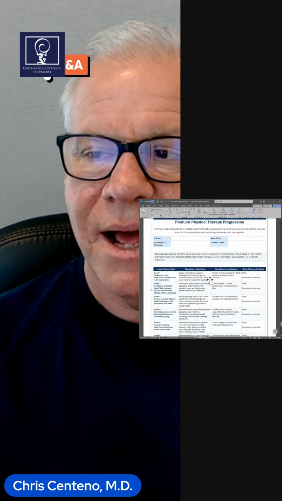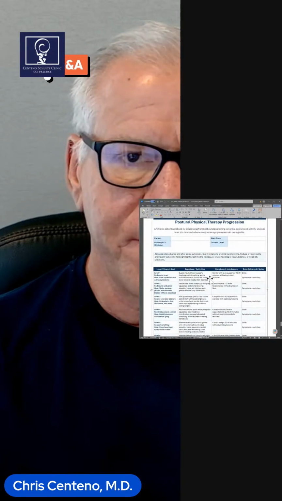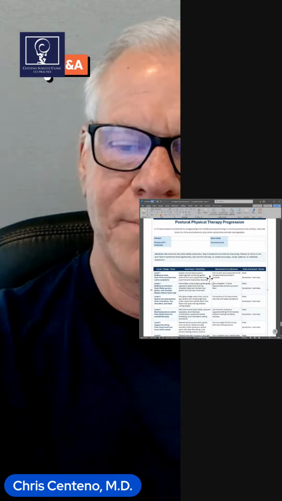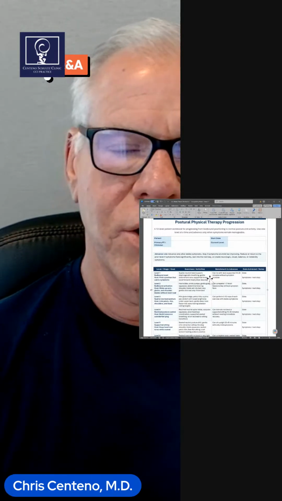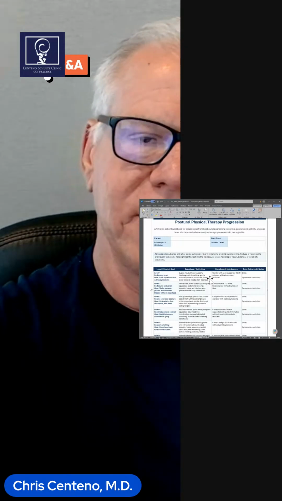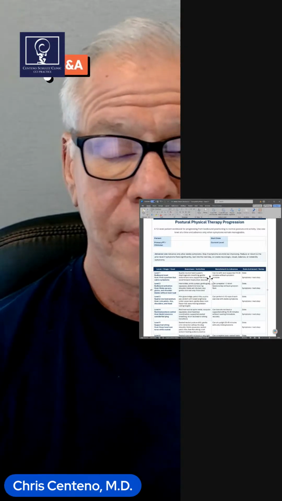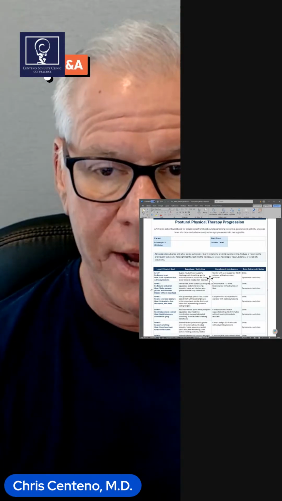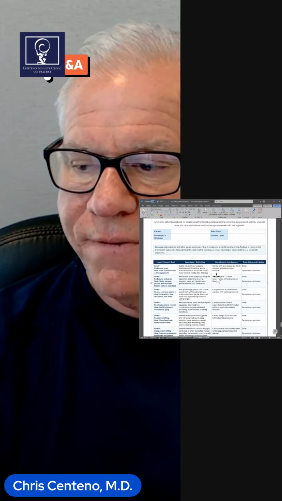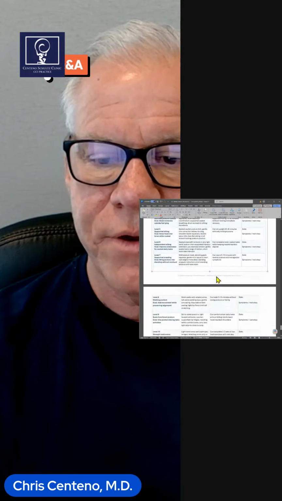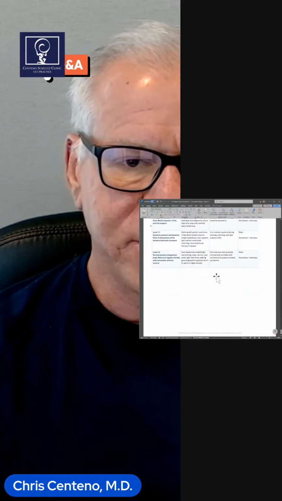And then goes through postural physical therapy progression. Obviously, if you're working with Todd Ball, this is covered. But if you're just doing this on your own, this is a good way to look at this postural progression. You may get stuck in here, right? And if you do, that's another important thing for me to know as your doctor and for you to know as the patient.